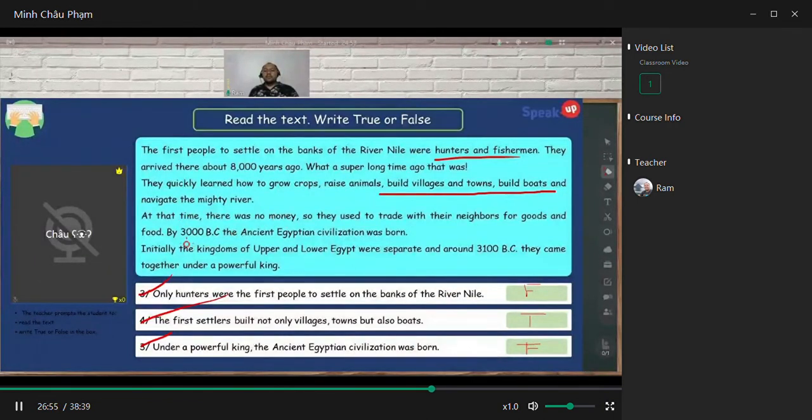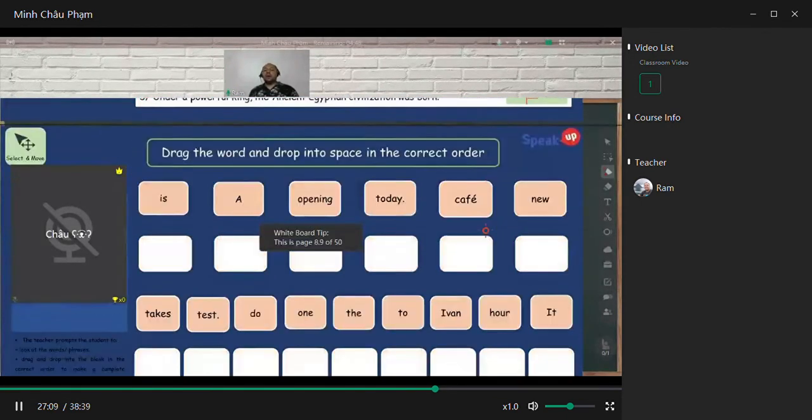The civilization of ancient Egypt started at 3000 BC. So the kingdom that was ruled by the king was already around 3100. So 100 years had passed. So yeah, those are all correct. Okay, so we're done with the reading test.